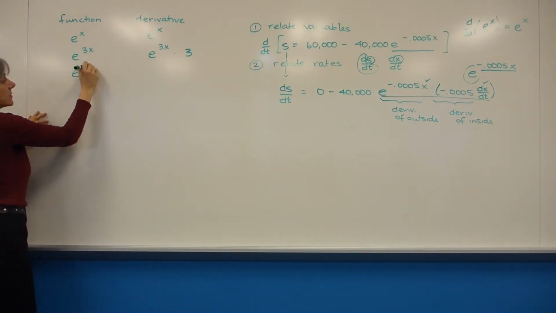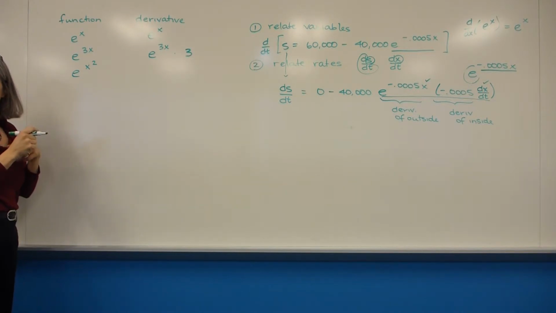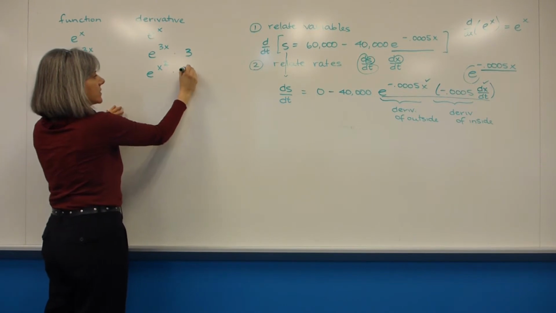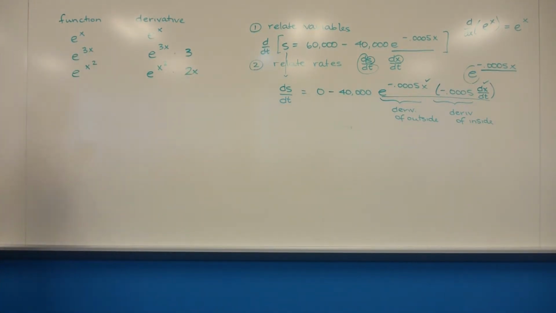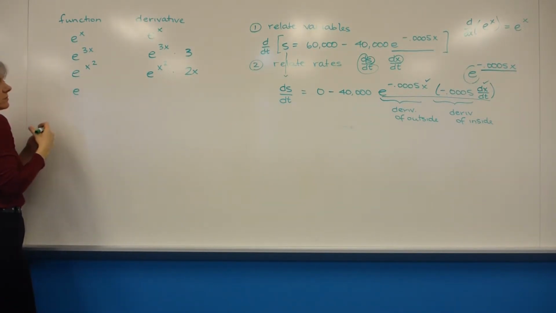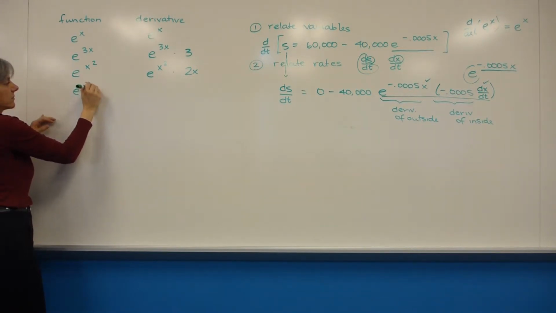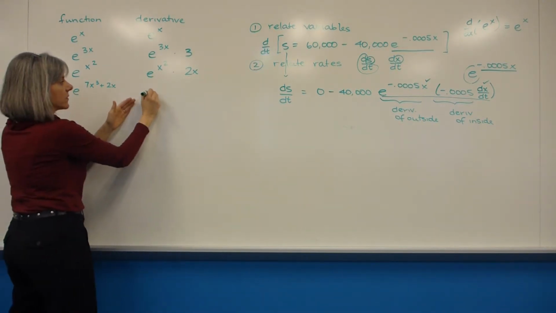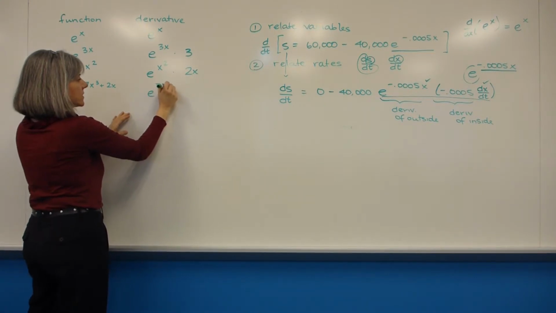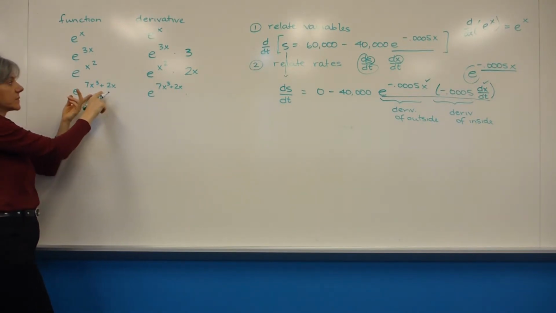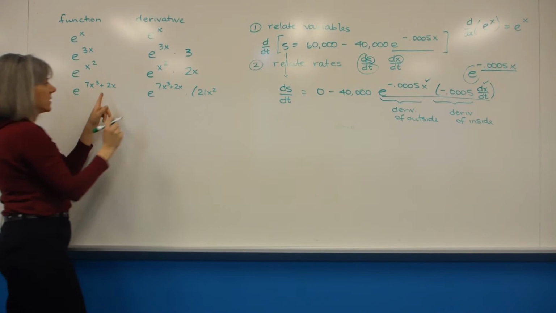So here's another one. E to the x squared. Is that a basic? No, because I have an x squared, not an x. So its derivative is the same thing, e to the x squared times the derivative of its inside. Let's do another one. E to the 7x cubed plus 2x. What goes here? The same thing. E to the 7x cubed plus 2x times the derivative of its inside. What's the derivative of this inside? 21x squared plus 2.